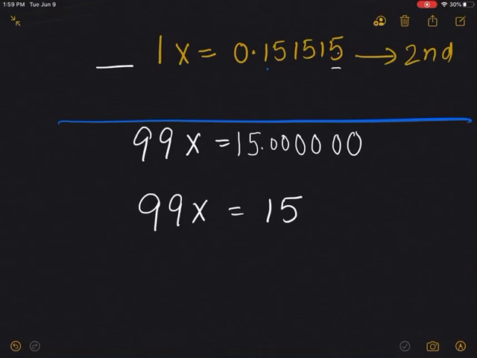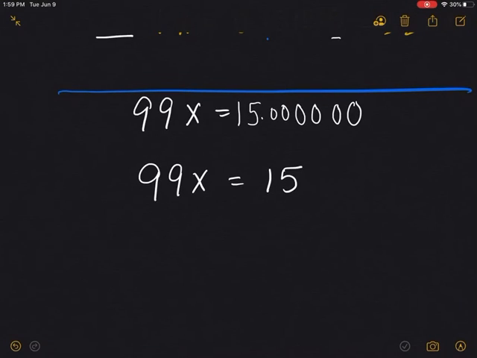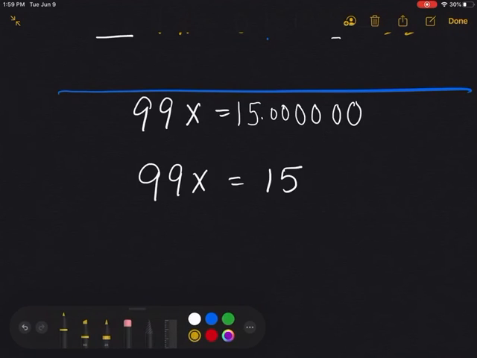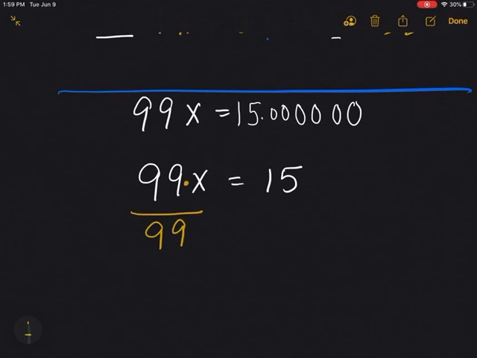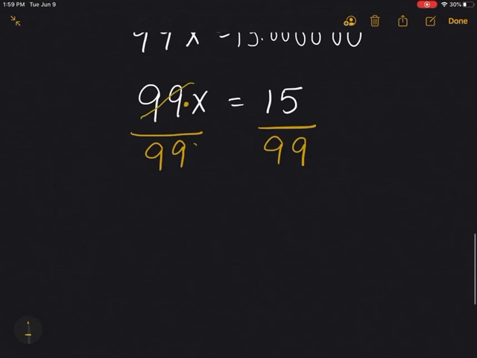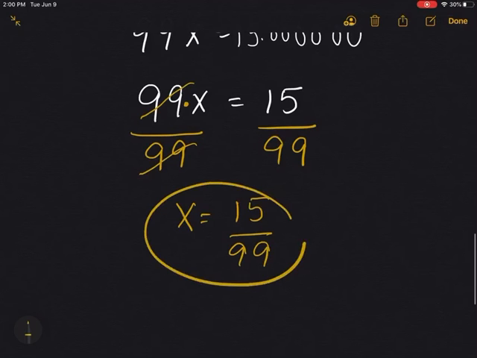Okay, lastly, what would you do to solve for x? I would isolate x. 99 is getting multiplied by x, so let's do its inverse operation. I would divide by 99 on both sides. So 99 gets canceled out, and x is equal to 15 over 99. Here you go. We started off with the decimal, and now we made it into a fraction. Yep, we got it there.